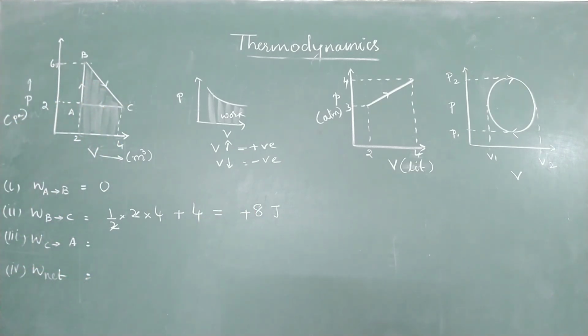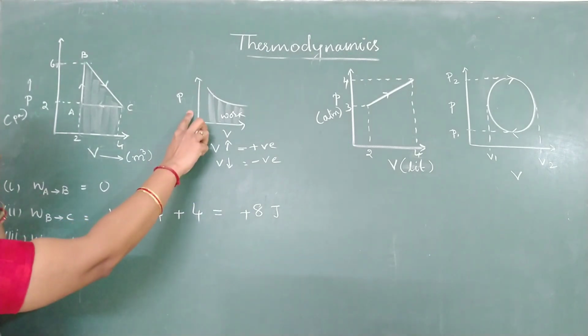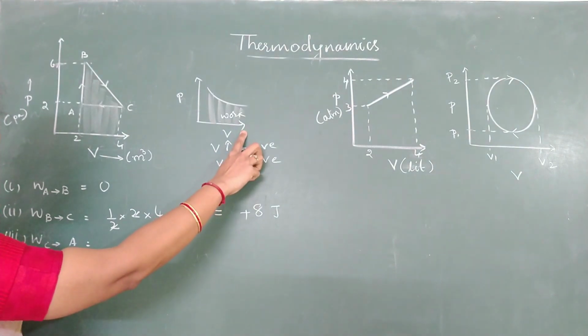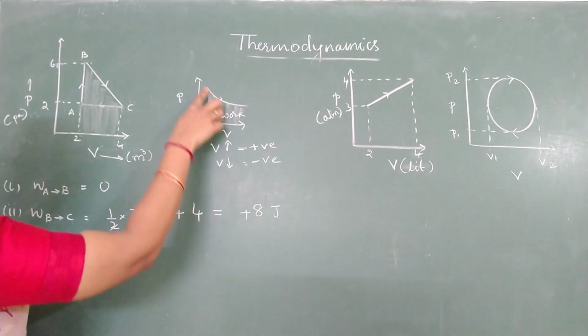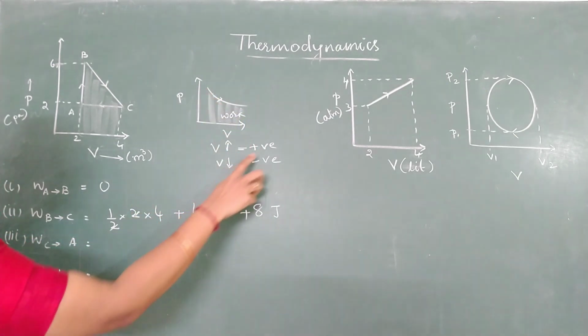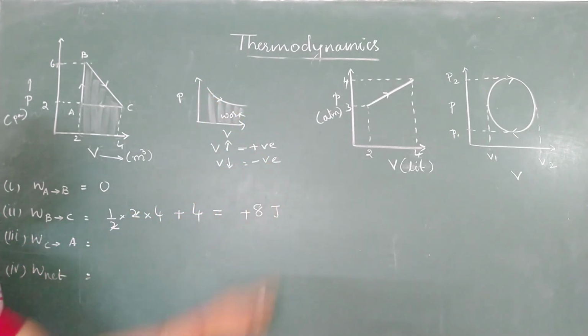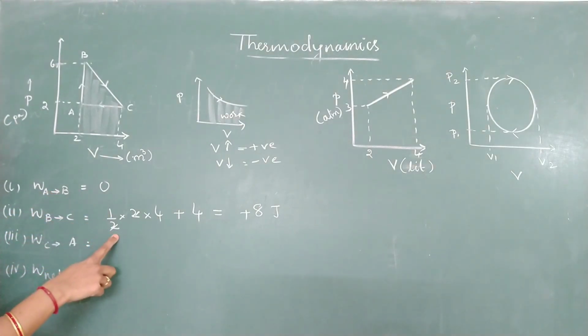Plus. Again I repeat, when you are doing questions on pressure and volume graph, check whether pressure is on y-axis and volume is on x-axis or not. Second, the direction, whether volume is increasing or decreasing. If volume is increasing, work done is positive. If volume is decreasing, work done is negative. Now we have got the work done in first and second steps.